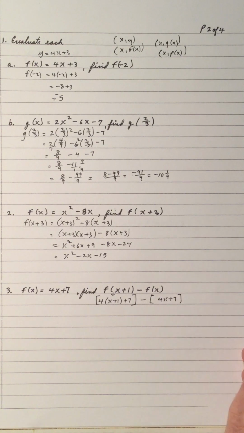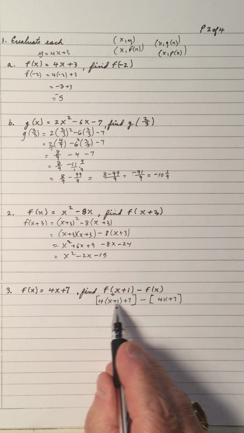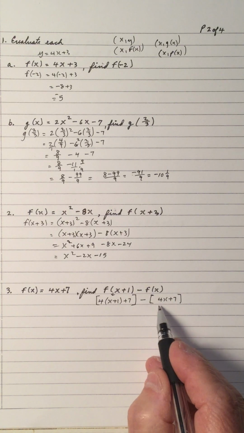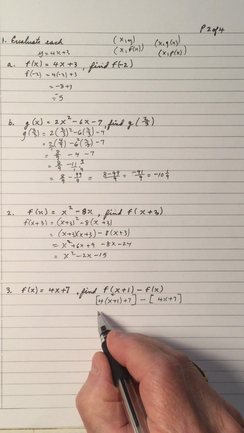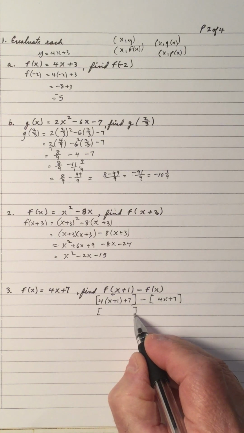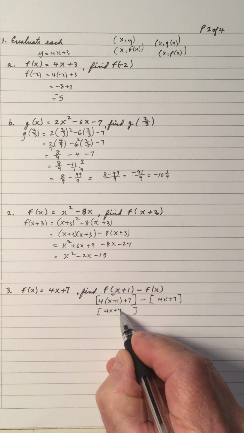Try not to get confused. We're putting x plus 1 in the place of x. Done. And this is the f of x. Done. So we take our time. We have to do inside the brackets first. So this is 4 times x plus 1. 4x plus 4 plus 7.